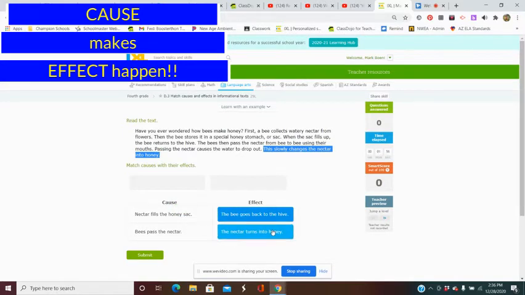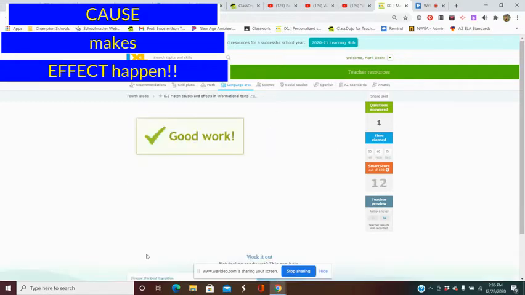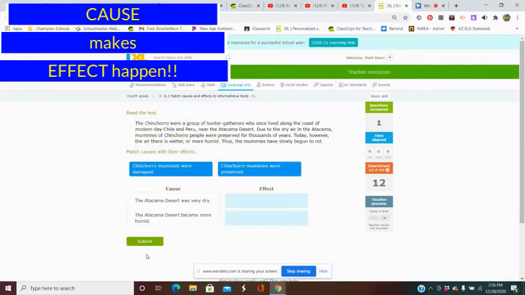So that's what cause and effect is. Cause is something that happens that makes the effect happen following it. So that's what cause and effect is all about.